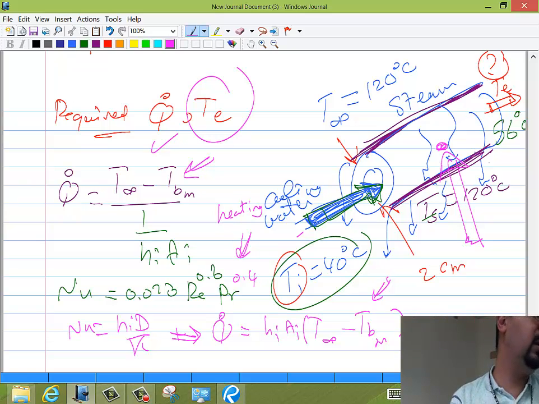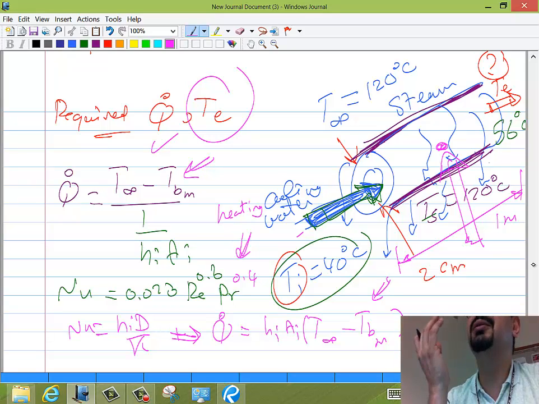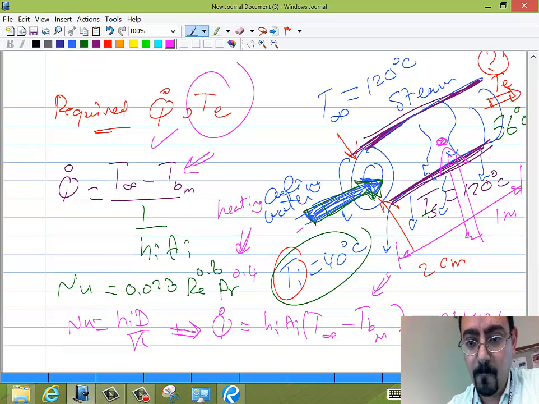The Q ended up being 61 kilowatt per meter. So this was done per 1 meter length. All right, I have my Q. Anyone? T exit. How can I get T exit? You have to solve for your T bulk.